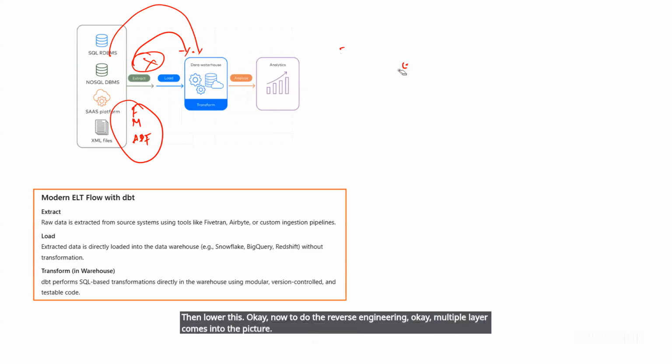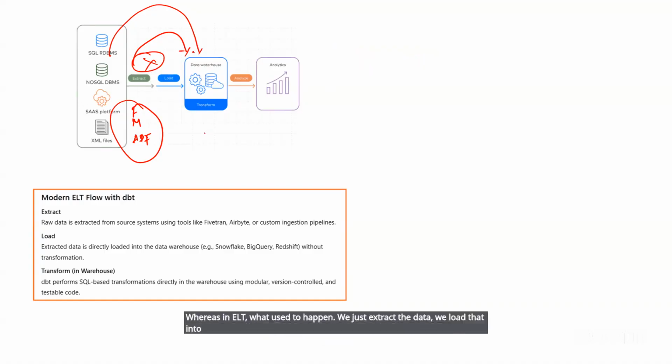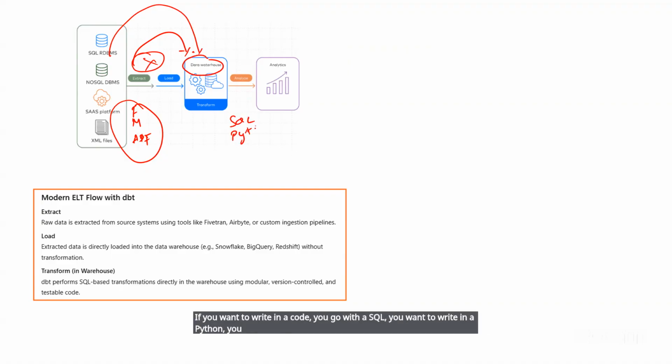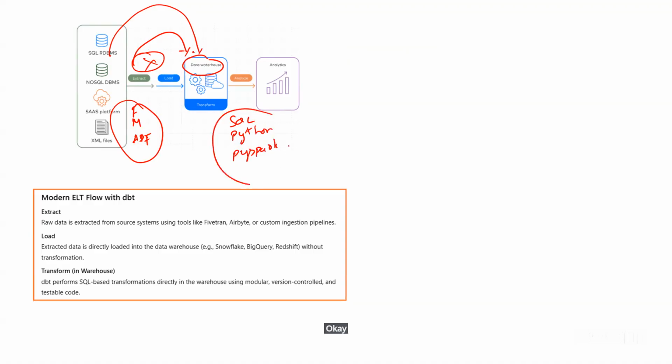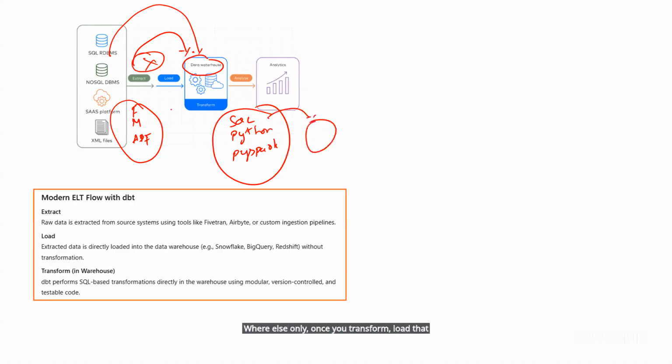Whereas in ELT, we just extract the data and load it into any of the data warehouses. It can be your Snowflake, BigQuery, Redshift, Databricks, any of these. Once that data is there in that lakehouse or data warehouse, directly write simple code. If you want to write in SQL, you go with SQL. You want to write in Python, you go with Python. You want to make use of Spark distribution, make use of PySpark. We can use all these to transform, and you no need to move out of that warehouse. Once you transform, load that in that warehouse only.